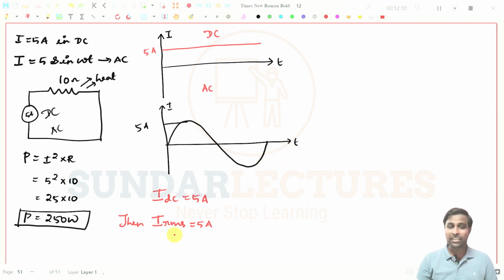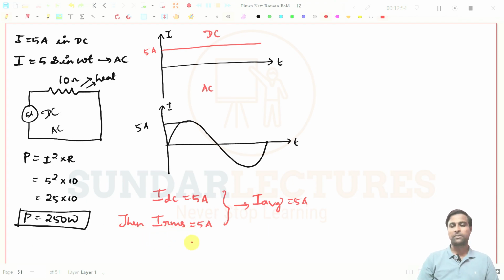Now the simple question: why are you writing it as root mean square value, not an average value? Maybe I would have written I average is equal to 5 amperes. But I am not writing like this, so that this 5 amperes will go to this 10 ohms resistor to dissipate the 250 watts of power anyhow. But it has to be a root mean square value.